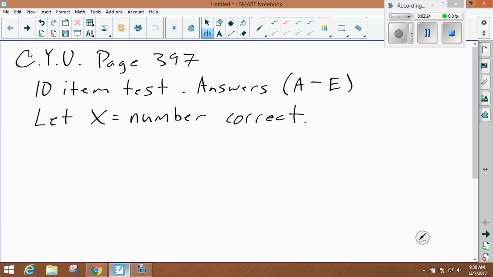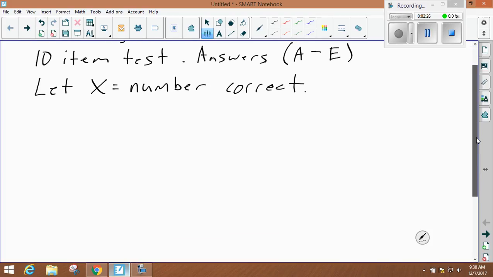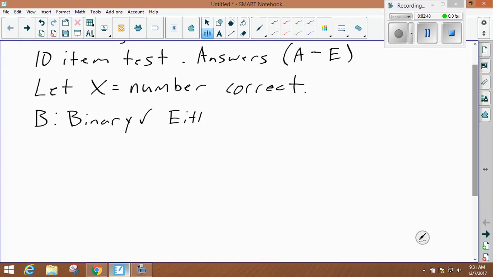As promised, now we have the tools to actually calculate the probability of getting a certain number correct, right? First of all, though, before we do any work on this, we have to verify that it's binomial, right? So we'll verify our BINS. Is each one binary? Yes, because you either get it right or wrong.